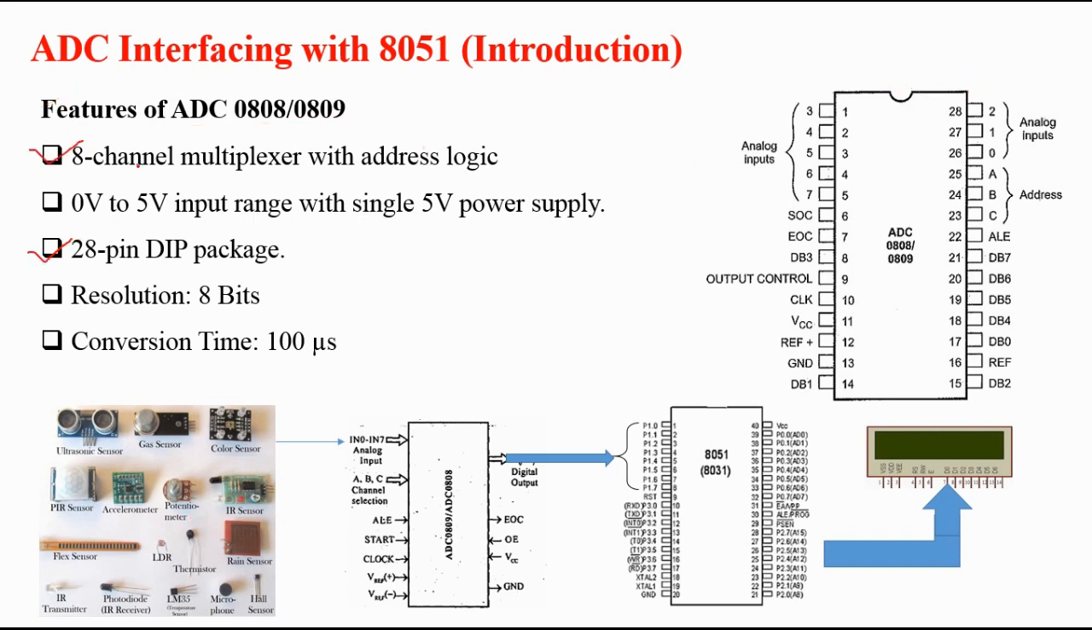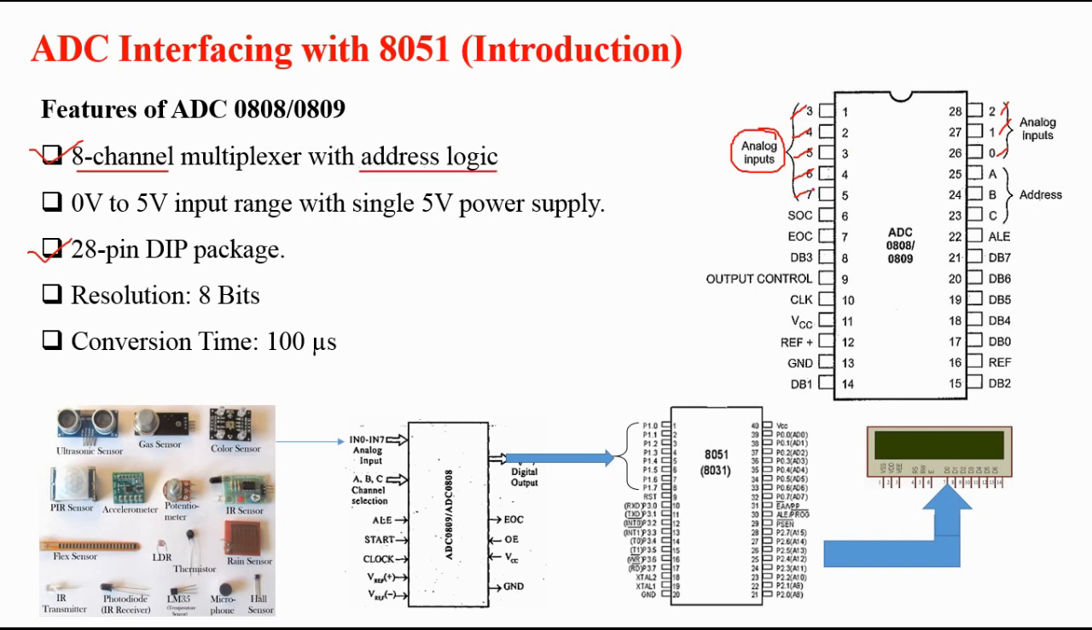It has a total of 8 channels, and those are multiplexed with address logic. Okay, there are a total of 8 channels. The 8 channels that you can see are 0 at this place, 1, 2, then 3, 4, 5, 6 and 7. So there are a total of 8 analog channels or 8 input channels, and those are multiplexed. Internally there is a multiplexer, and all of those channels are multiplexed together with address logic.